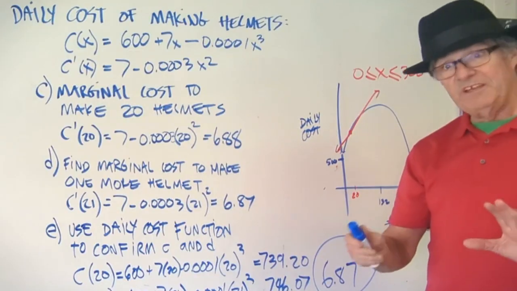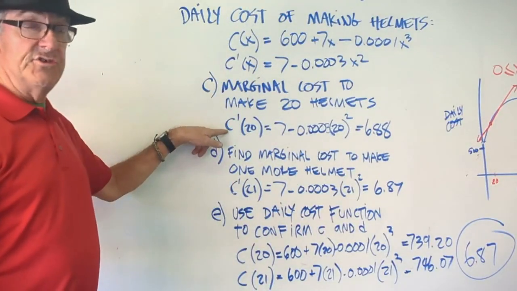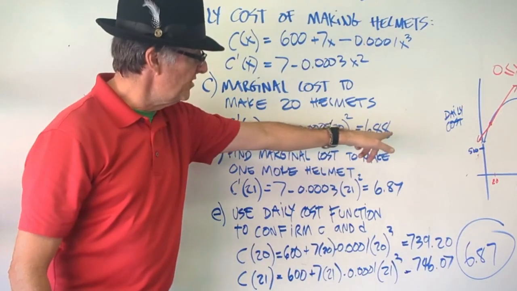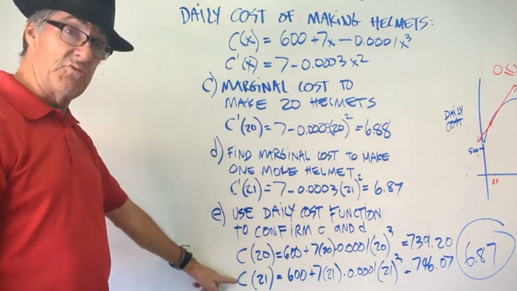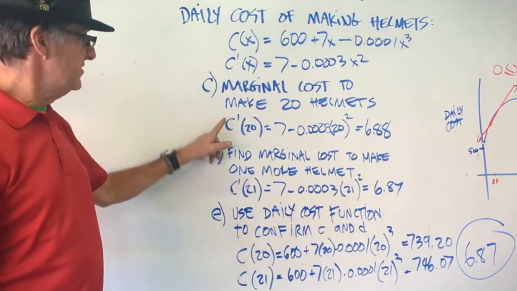Now, I hope you see that the power is that if you use the derivative function, you can calculate the marginal cost at any production level with one calculation. If you could do it this way, but then you've got two calculations, you have to subtract one from the other. This is more elegant.